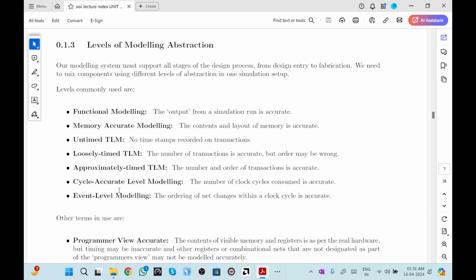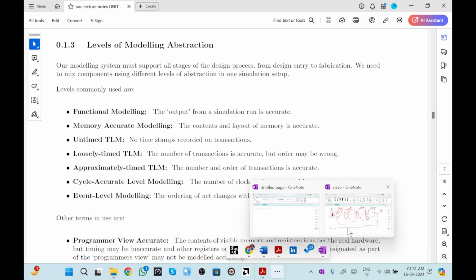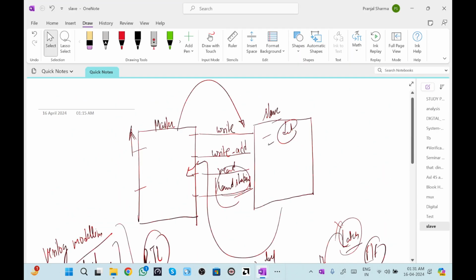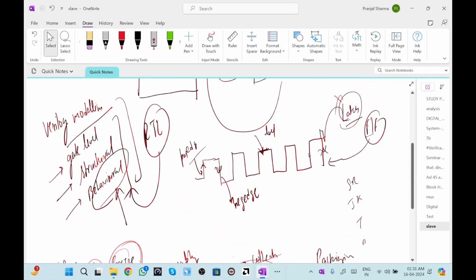Then we have cycle accurate modeling. What is cycle accurate modeling? I told you that if we have to sample something, I have created a structure. Any design which needs to be checked is checked on the basis of sampling only. So how are we going to check? We are going to create a clock for that, and with that clock we check the mechanism, how long it will go.